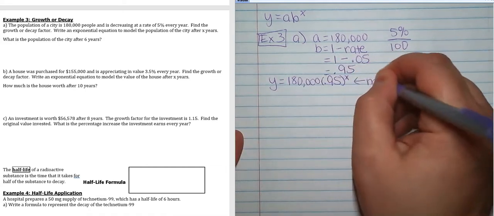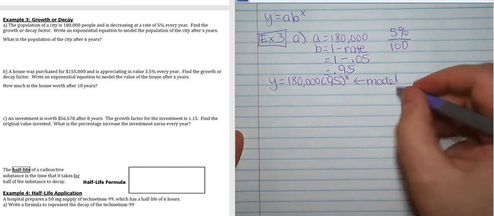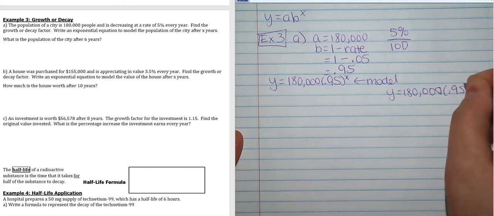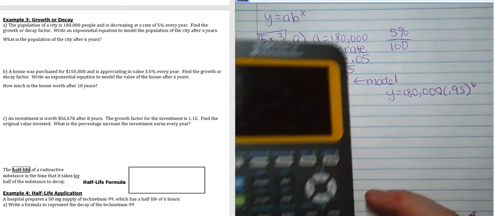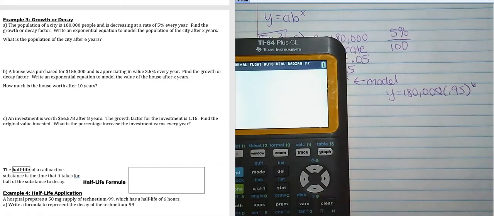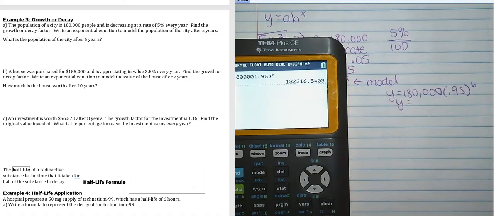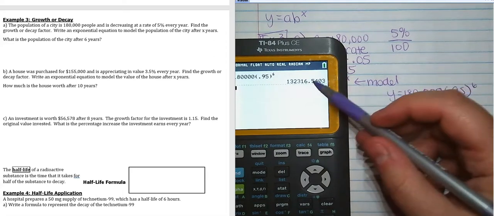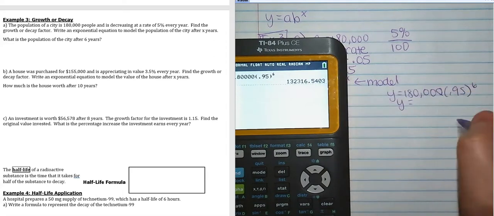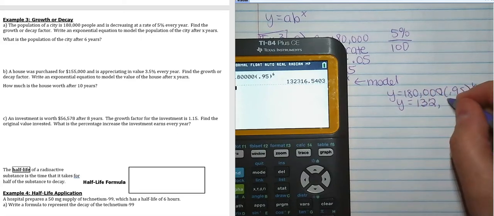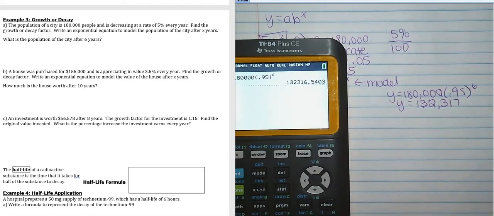So this is your model. And then we're actually going to use the model. So how many people, 0.95 after 6 years. We're going to put that in as 6. Do not multiply these two numbers together. That's the most common mistake people make. So we're going to do 180,000, and I'm just literally going to type it in right like that. And since we're talking about people, we got to think reasonably. Let's go ahead and round it to the nearest person. So I'm going to say after 6 years, we're going to have about 132,317 people.